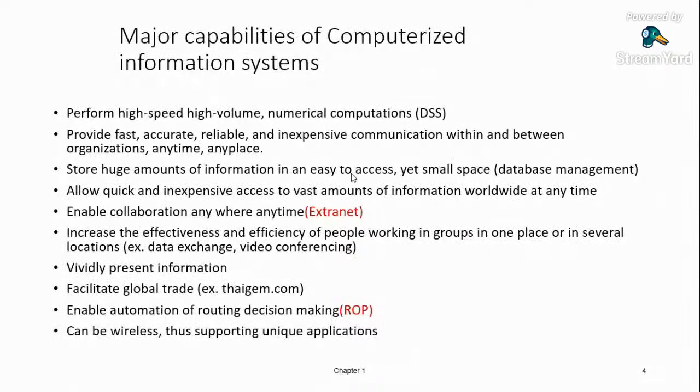Then it facilitates global trade. Because of this, now we are competing in the global market. We are taking inputs and sharing data with them. So yes, global trade is facilitated, and automation of routine decision making is another important point. Actually, this part we just discussed in the previous part of today's discussion, that various subsystems integrate and seamlessly exchange data with each other.